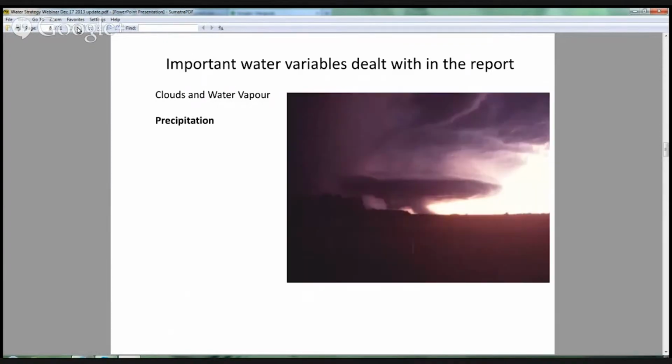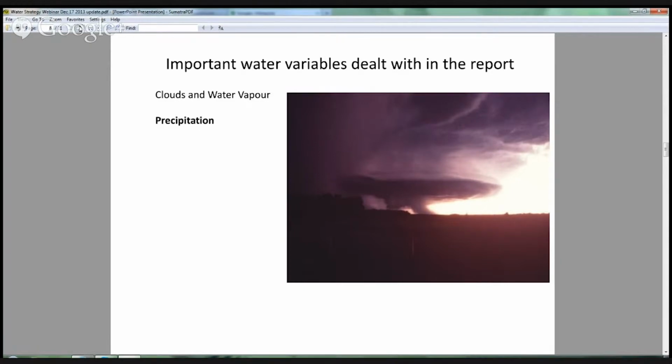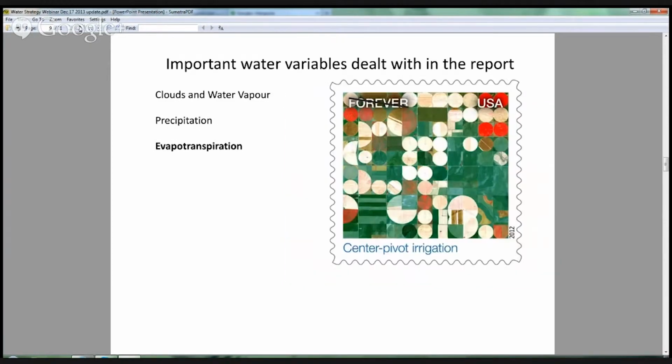The second variable that's emphasized is precipitation, and of course NASA and JAXA are going to be launching the Global Precipitation Mission in 2014, which will make a lot of new data available, so we'll have a better understanding of how precipitation processes work.